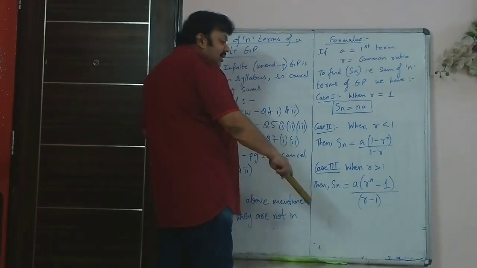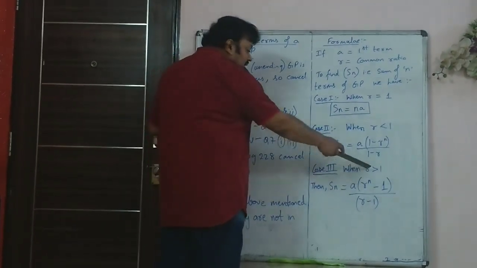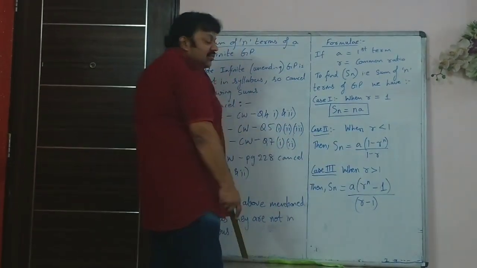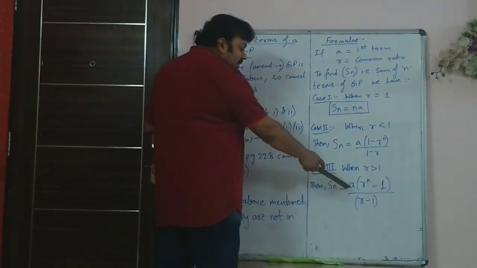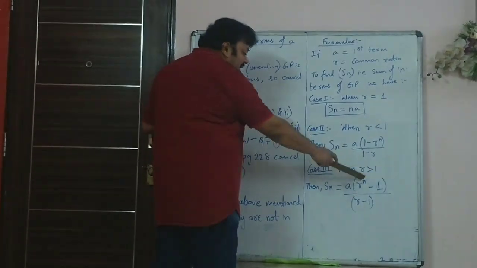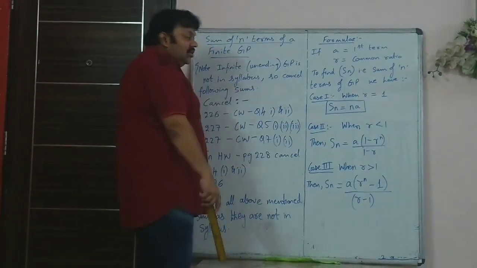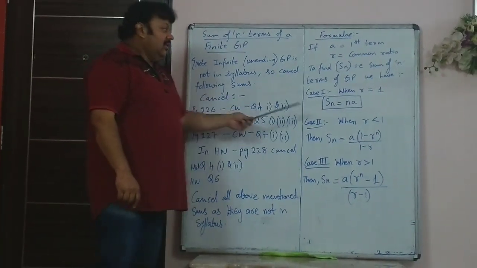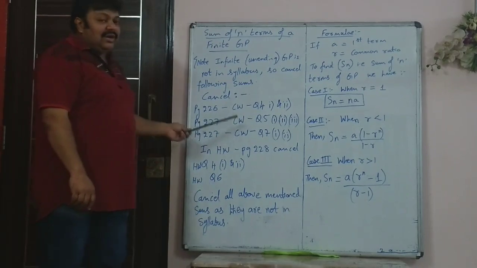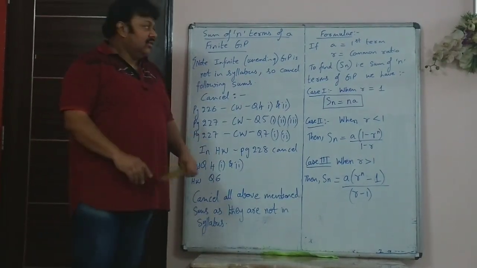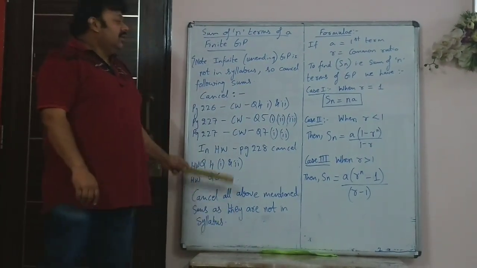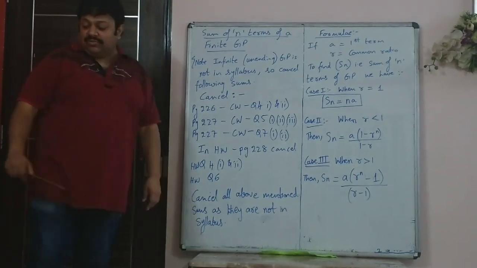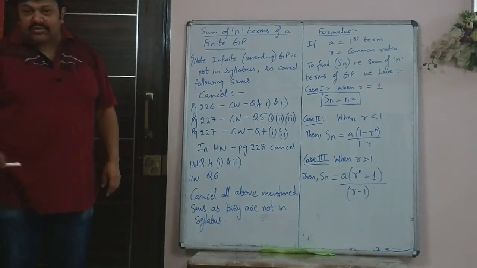Now case 3 is when r is greater than 1. If r is greater than 1, the denominator and this part reverse. The rest of the formula is the same. Sn is a bracket r raised to n minus 1 upon r minus 1. So this is how you find the sum of n terms, and infinite GP is not there in the syllabus. So this formula you write down and cancel these sums from your textbook. We will now start with the sums on page 226.